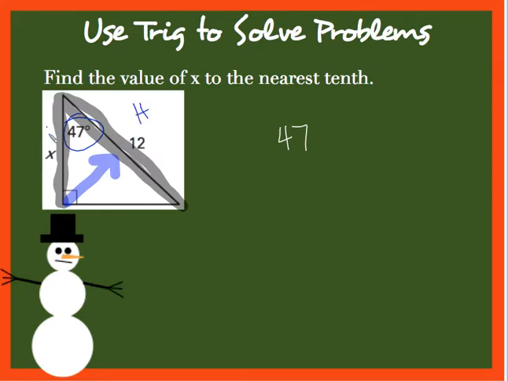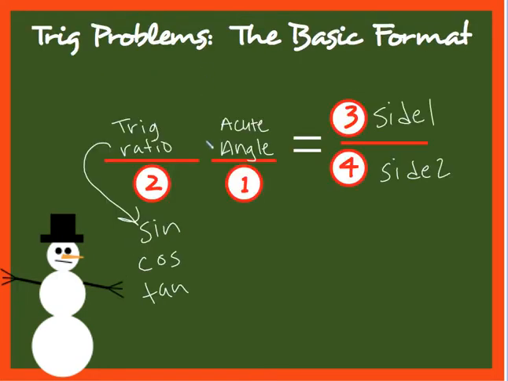The other one will always be adjacent. So the one not touching it, the one that's not highlighted, that would always be opposite. So we have the hypotenuse, and we need the adjacent. So we're dealing with A and H. So which of our trig ratios deals with A and H?